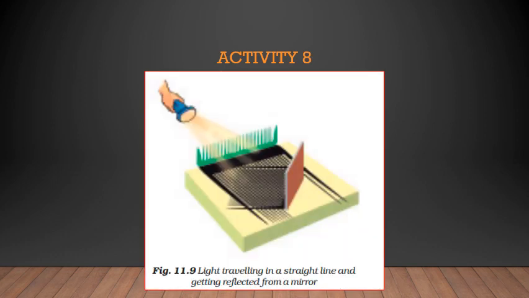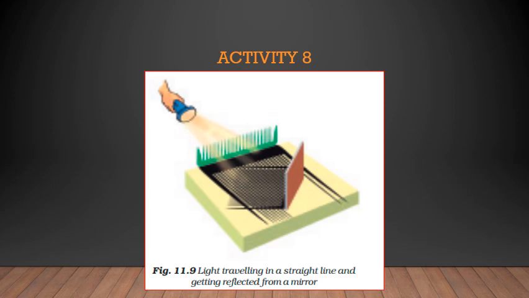Fix a comb on one side of a large thermocol sheet and fix a mirror on the other side as shown in the picture. Here in your textbook it is given, and even on the screen the same picture is given. Keep this in the sunlight and send a beam of light from the torch through the comb. What do you observe? Do you get a pattern similar to that shown in the picture? This activity gives us an idea of the manner in which light travels and gets reflected from a mirror.